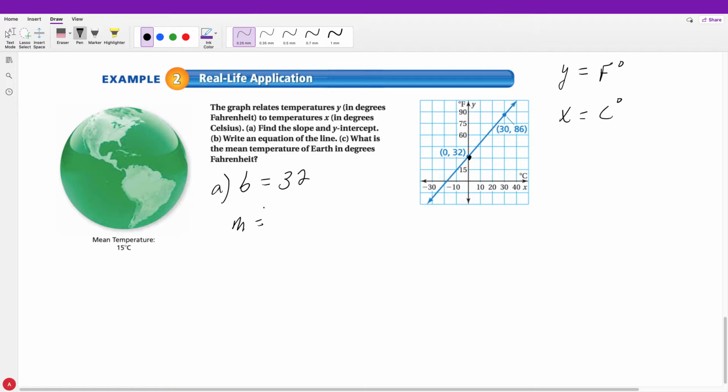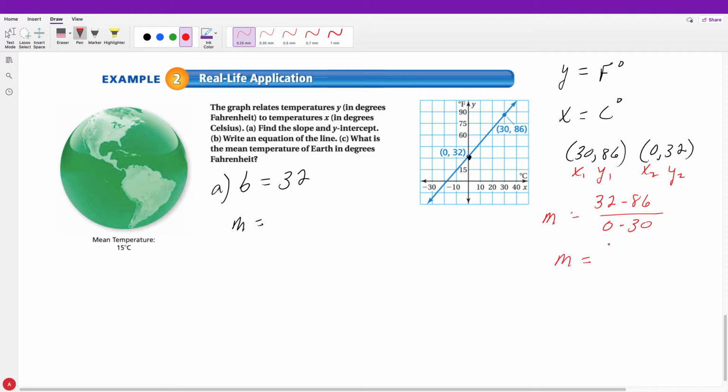The next thing I have to solve for is my slope. We're going to do this over here. We have 2 points. We have 30 and 86, and then we have 0 and 32. So we just need to represent these as x1, y1, and x2, y2, and plug it into our slope formula. So then we get 32 minus 86 over top of 0 minus 30. So then my m is equal to negative 54 over top of negative 30. Well, the negatives will cancel out and give me positive. And 6 goes into 54 9 times. And 6 goes into 30 5 times. So then that means our slope is equal to 9 over 5.